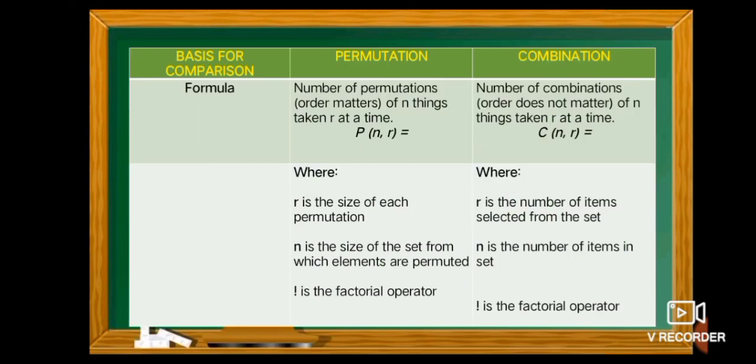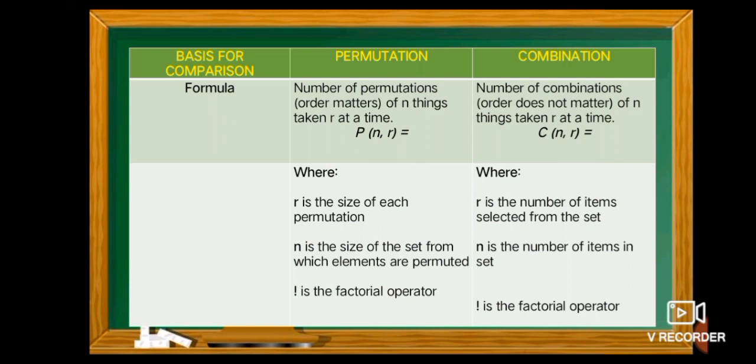So the formula for permutation is P(n, r) equals n factorial over (n minus r) factorial, where r is the size of each permutation, n is the size of the set from which elements are permuted, and the exclamation mark is the factorial operator.